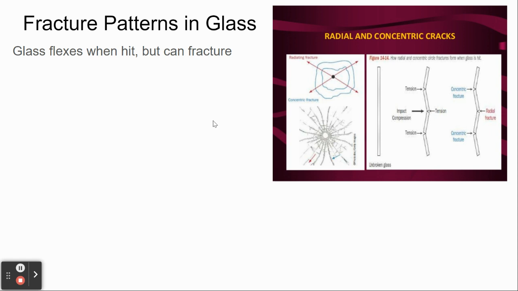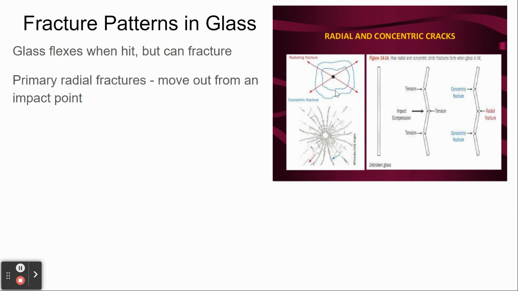So again, that can be useful. But from that, you're going to end up with radial fractures that are going to go out from that point of impact. They're going to radiate out from that point of impact, and they'll go out in many different directions. As you can see on here, you've got lots of radial fractures that occurred as a result of this object passing through the glass.